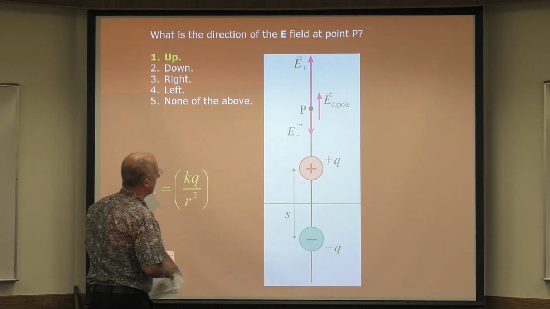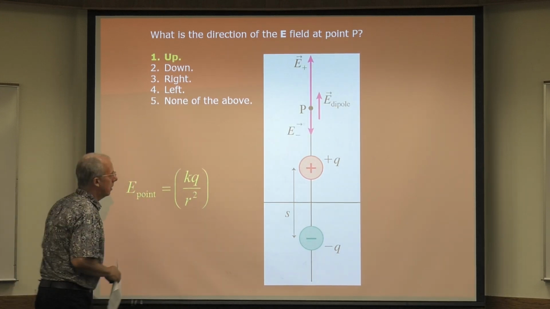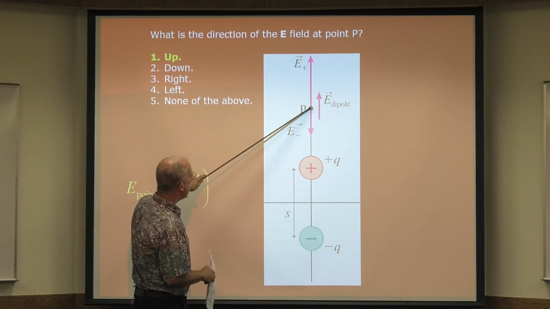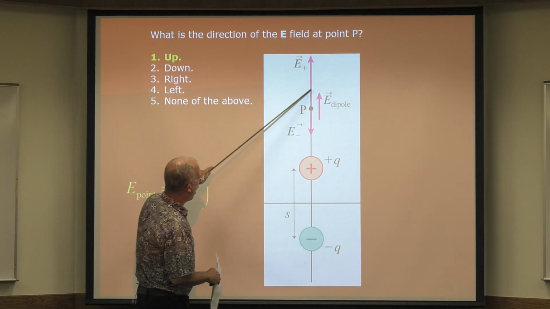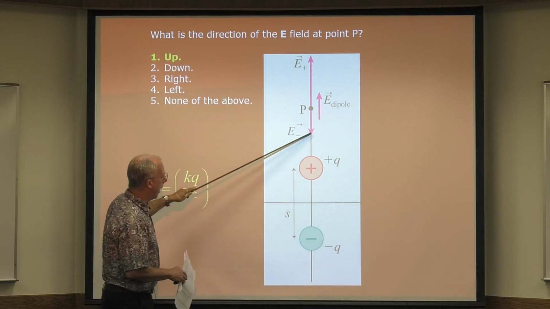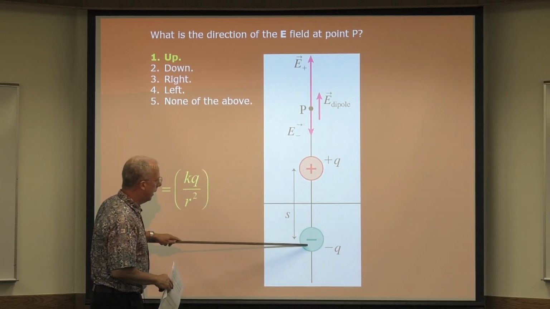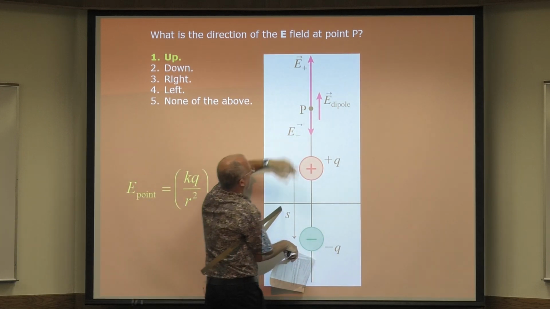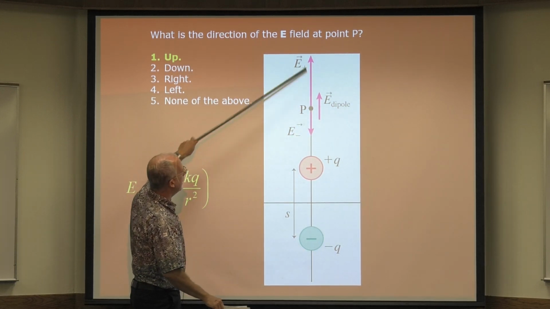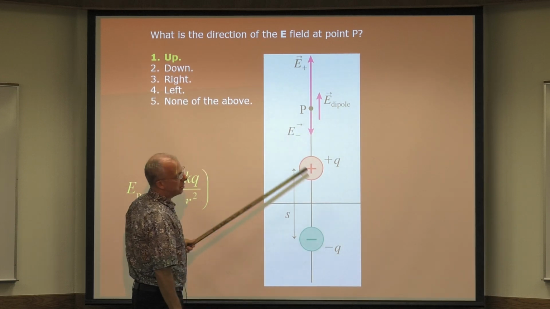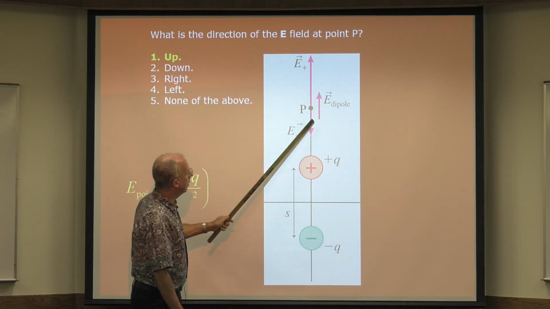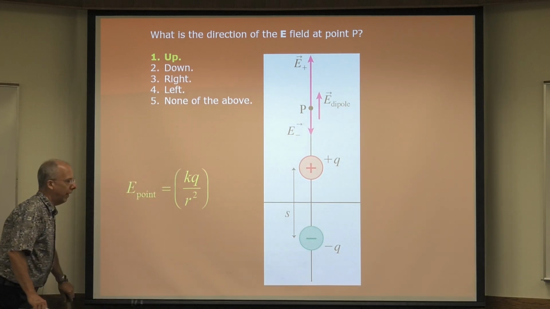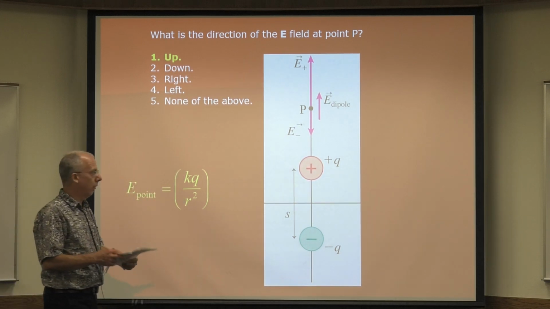So this is the E field from the plus, right? It points away, and it's strong. This is the E field from the minus. It points towards the minus, and it's weaker than this one because it's further away. So you have this that way, you have this that way. So what's the net, or what's the sum? Well, that way, right? Just good old vector addition or subtraction, however you want to look at it.